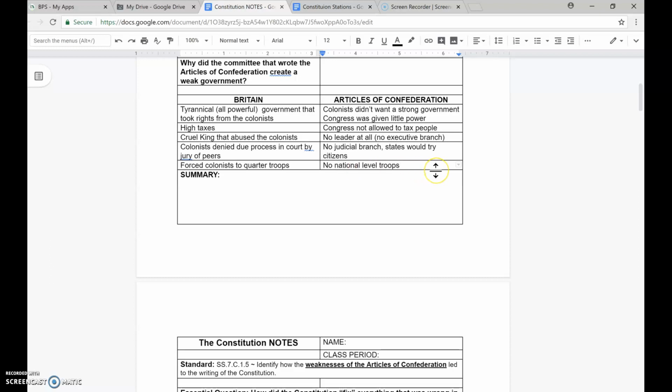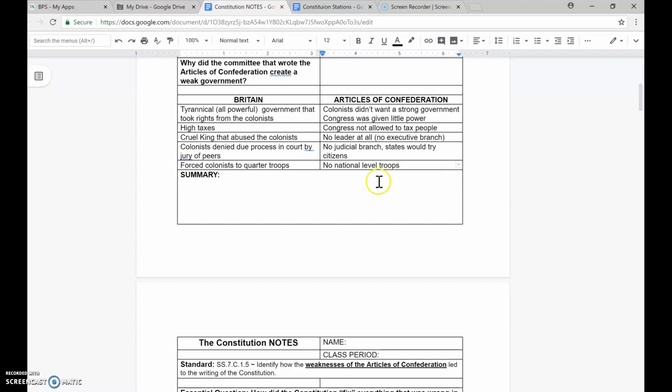Congress was allowed to borrow troops if the states loaned them, remember all the states had their own armies. If they had to borrow people to fight a war, they would get to manage or command that military, but they were not allowed to have their own military.